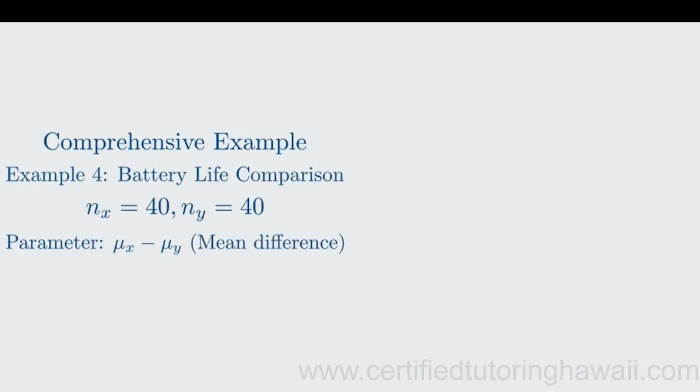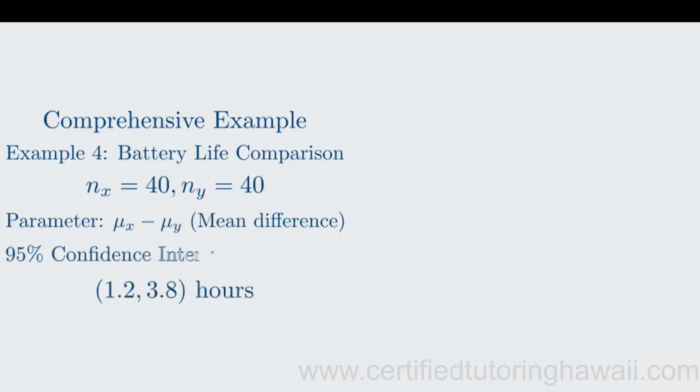Let's take all the concepts we have discussed, interpretation, justification, and the relationships between variables, and put them into one final comprehensive example. This reflects the depth you might encounter in a free response question on the AP exam. A tech reviewer compares the battery life of phone X and phone Y. They sample 40 of each. The parameter of interest is mu sub X minus mu sub Y, the mean difference in battery life hours. The reviewer constructs a 95% confidence interval for the difference in mean battery life between the two phones.